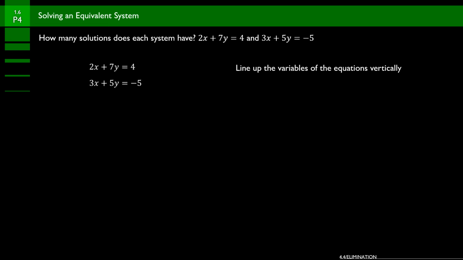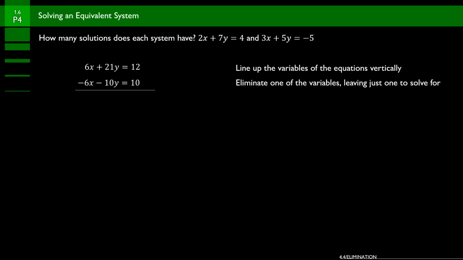So I'm going to multiply the top equation by 3 and the bottom equation by negative 2, because remember, I want to be able to subtract these two values in order to eliminate them. When I multiply those through, I'm left with 6x plus 21y equals 12, and negative 6x minus 10y equals 10. The 6x's are going to eliminate. 21y minus 10y is 11y, and 12 plus 10 is 22. So now I've got 11y equals 22, divide out the 11, and you're left with y equals 2.